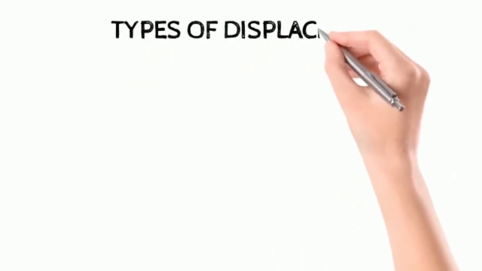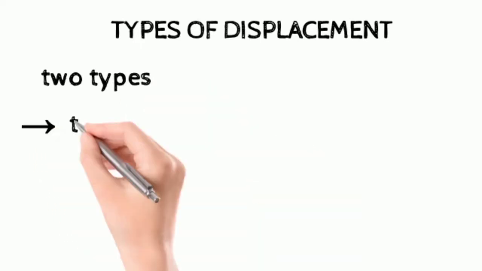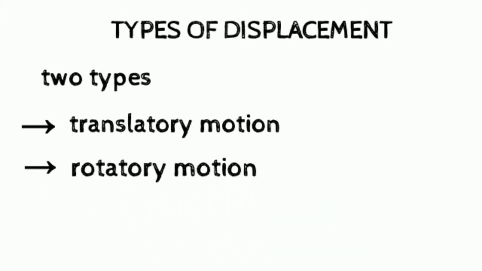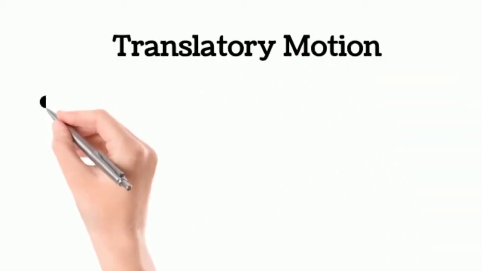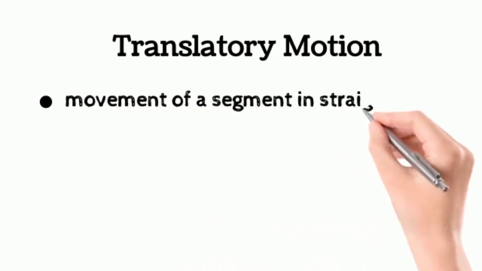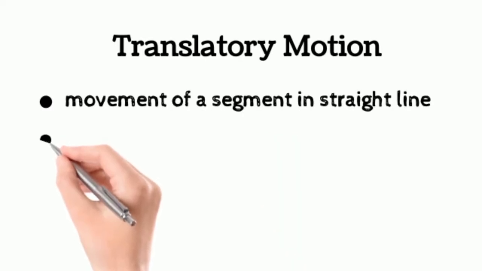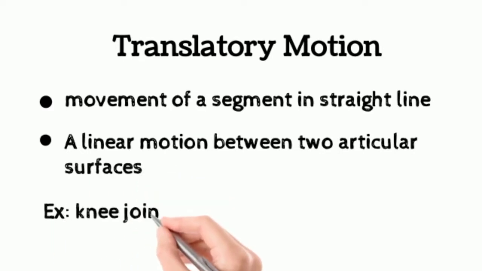Types of displacement. There are 2 types: translatory motion and rotatory motion. Translatory motion is nothing but also linear motion. Here the movement of a segment occurs in a straight line. A linear motion between 2 articular surfaces, for example in the knee joint, is the sliding of tibia on femur.